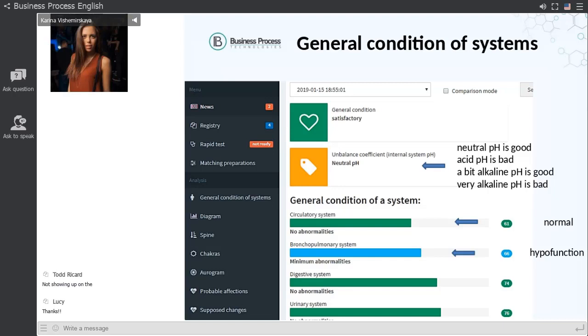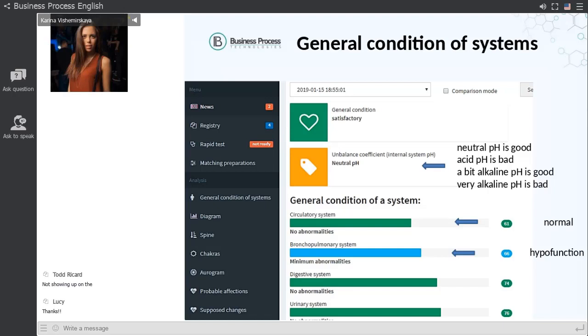What does it mean? It means that the circulatory system, the first one, the third one, digestive and urinary system, are in its perfect condition, normal, green. Green, this is perfect. The bronchopulmonary system is in hyperfunction. What does it mean? Let's see on the next pictures.